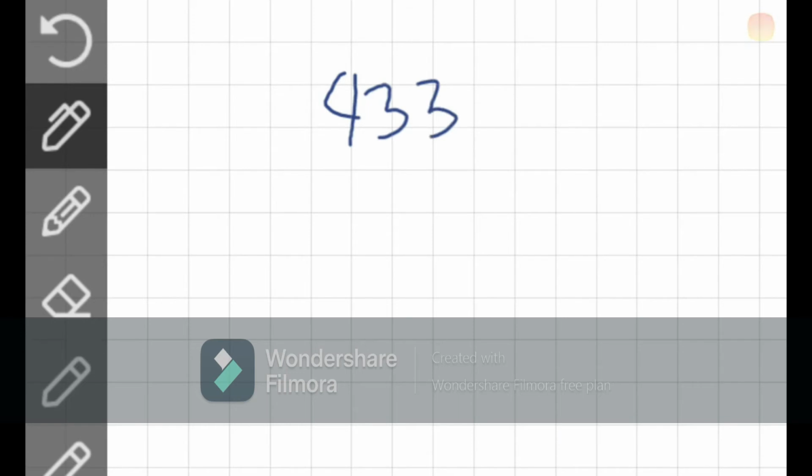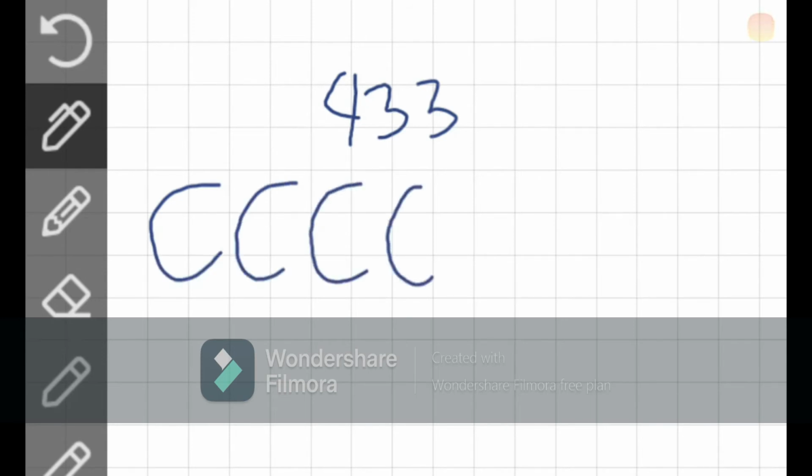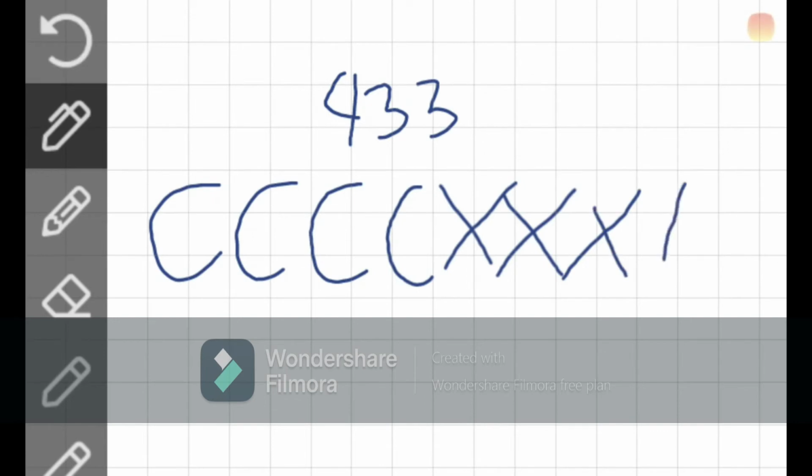Okay, 433. I think it's obvious that we need to first write a symbol for 100. 100, 200, 300, 400, 410, 420, 430, 31, 32, 33. Okay, making it 433. You need 4 symbols for 100, 3 symbols for 10, and 3 symbols for 1.